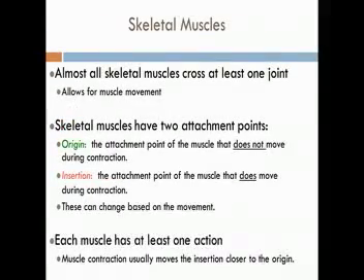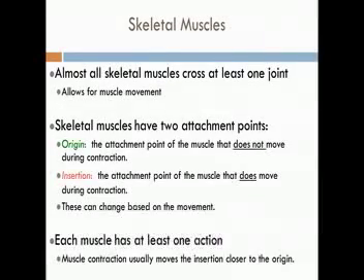Most all skeletal muscles cross at least one joint. This allows for movement about that joint. Skeletal muscles have two attachment points: an origin, which is the attachment point of a muscle that does not move during contraction, and insertion, the attachment point of the muscle that does move during contraction. Both of these, origins and insertions, can change based on the movement about a specific joint.